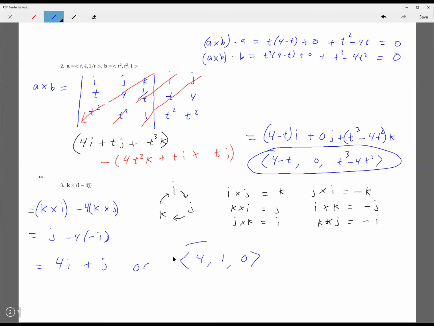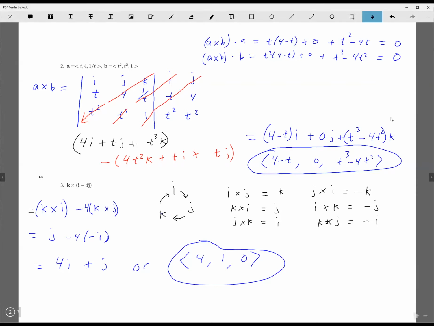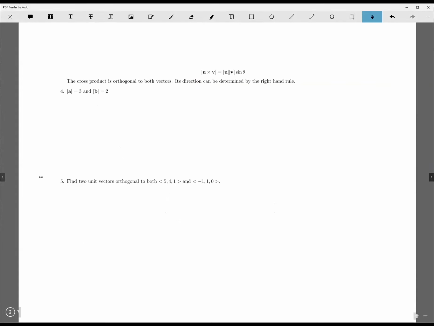Okay, that works. Dang, I didn't want to accept this one. I think I have to do something more to it, because those are bold-faced i, j's and k's, not just regular i, j's and k's. So you probably have to do something to make it work. Okay, so that's number 3.